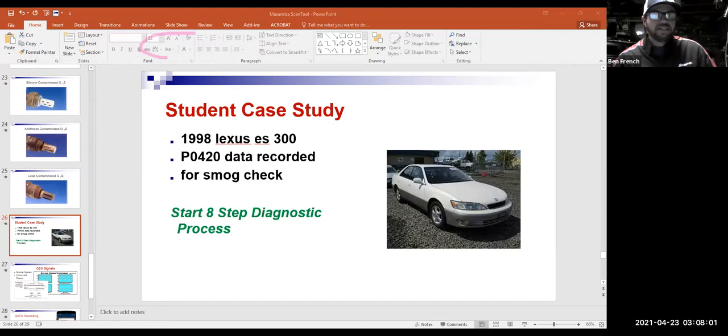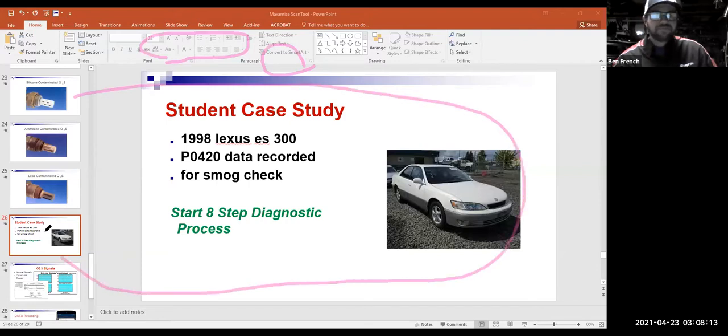I put in our 1998 Lexus, and I also typed in our code. When I did that, I came up to this page right here by using the One Search Plus function, right? Now, this is a great screen because from here, I'm going to get some more information of, well, you know, what is a P0420?